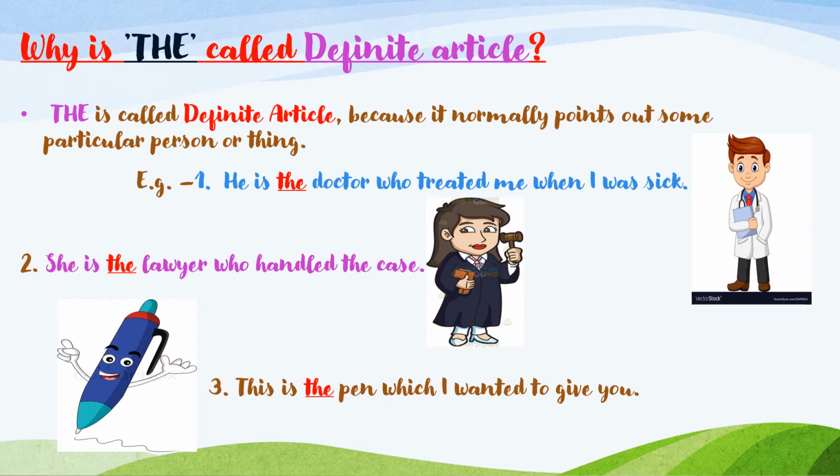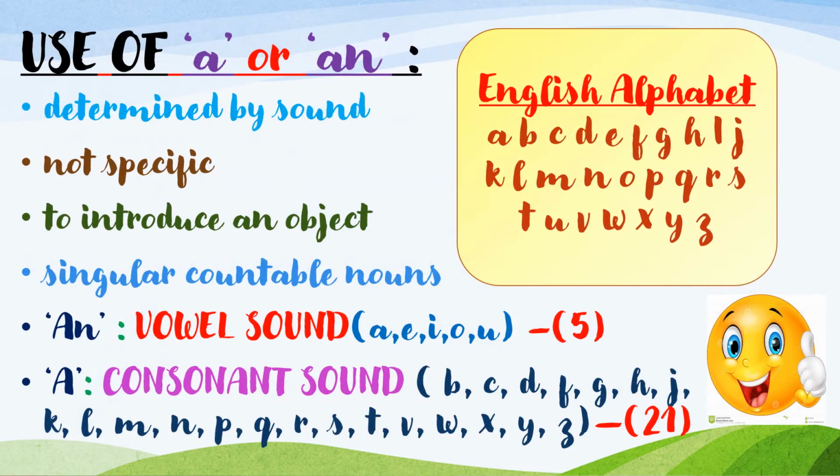Look at the second example. She is the lawyer who handled the case. Here I am talking about that particular lawyer who handled the case, but not about any other lawyer. Look at the next example. This is the pen which I wanted to give you. Here I am talking about that specific pen which I wanted to give you that particular day. Understood? So you understood why they are called definite and indefinite articles. Let's explore more about their usage.